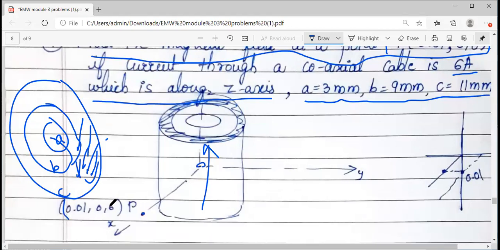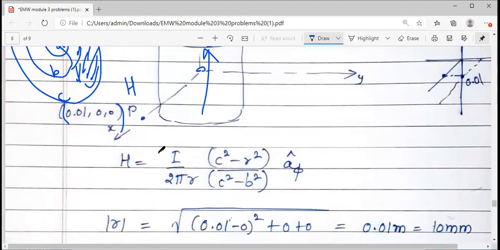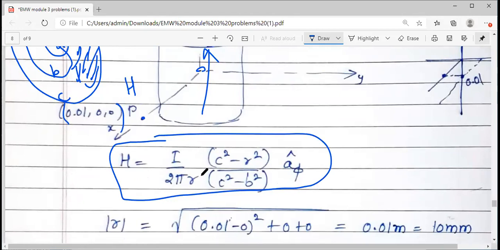Okay? This is your point 0, 1, 0, 0 point. यहाँ पे आपको H find करना है. So if you recall the theory, we have already derived this formula H equals I by 2 pi R. We had many different regions, okay?